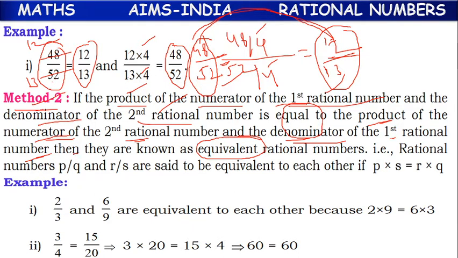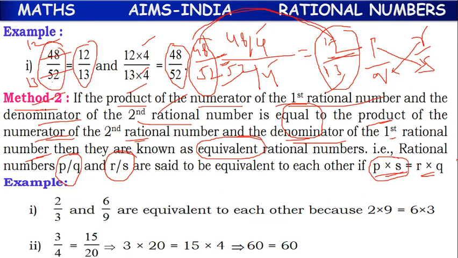If we have P by Q as first rational number, R by S as second rational number, numerator of first, denominator of second, we have to multiply these two, P into S, PS. Numerator of second, denominator of first, R into Q, RQ. If this product and this product, both of them are equal, then the given fractions are said to be equivalent.